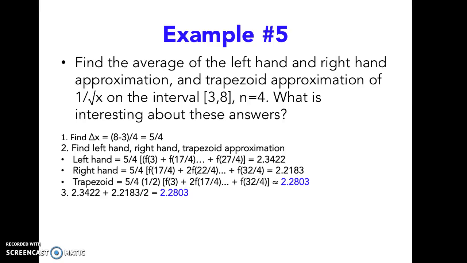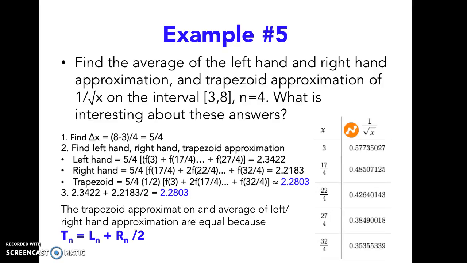The left-hand is going to be 2.3422. The right-hand is going to be 2.2183. And the trapezoid is going to be 2.2803. And then we're going to get 2.3422 plus 2.2183 divided by 2, the average, which is 2.2803. So, the reason that the trapezoid approximation and the average of the left-hand and right-hand approximations are equal is because there's a rule. T sub n equals L sub n plus R sub n divided by 2. And you can use this rule when you don't feel like using trapezoids.